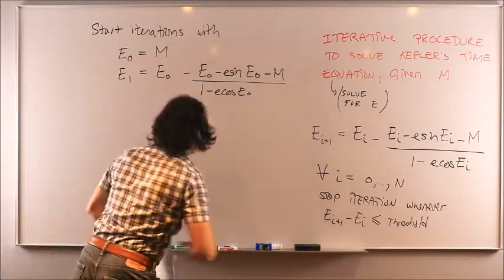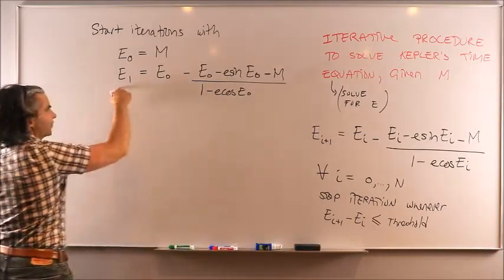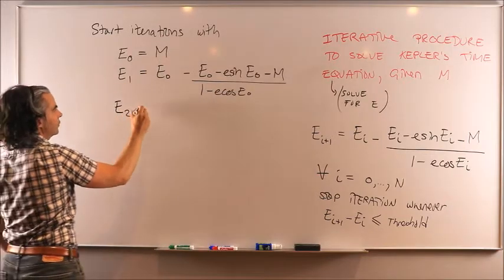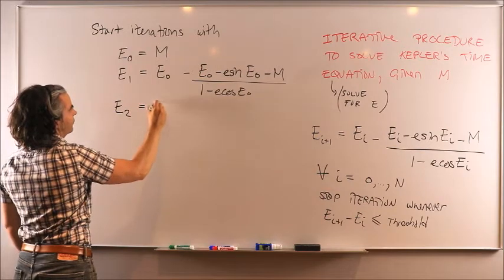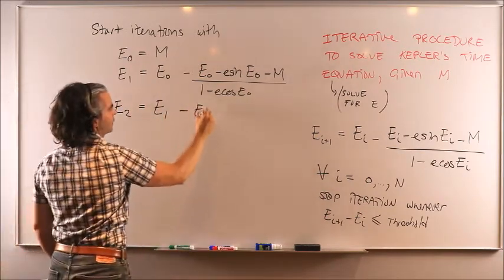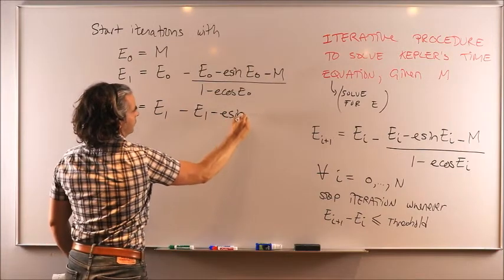And then you keep going. Now that you've obtained E1, you're looking for E2, the second value of the iterations, which is now based on the previous one, which happens to be E1, like that.